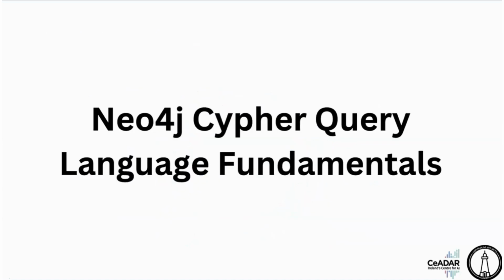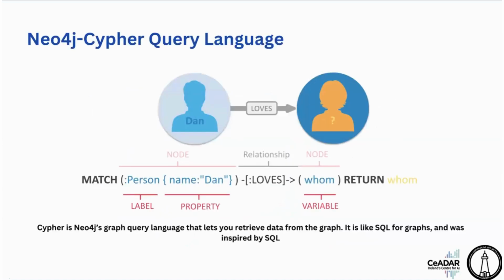So let's jump into the basics of fundamental queries. Here is an example of a query which matches a person with the name of Dan and his relationship is loves, whom is another node connected with a variable. And finally, it returns that person whom he loves, or whatsoever the relationship. So this is the basic Cypher query language. The Cypher query language uses SQL as a background. If you are clear in terms of SQL, the Cypher query language will be much easier.